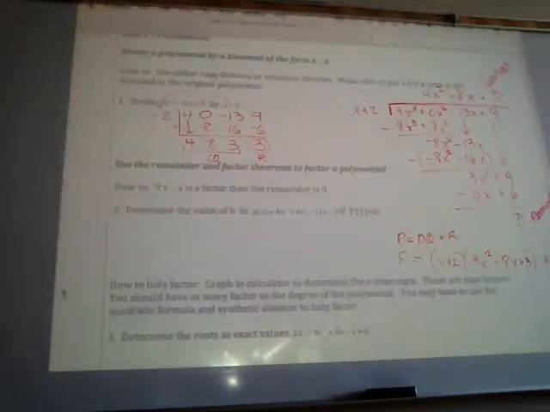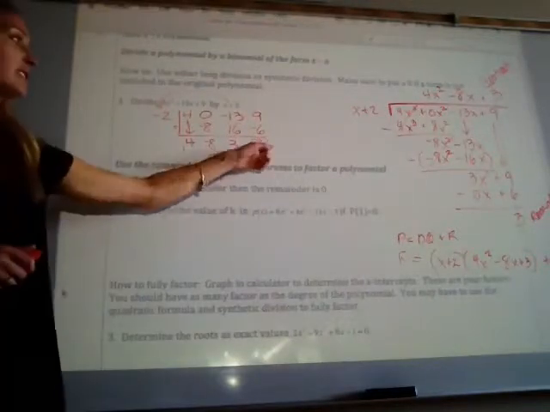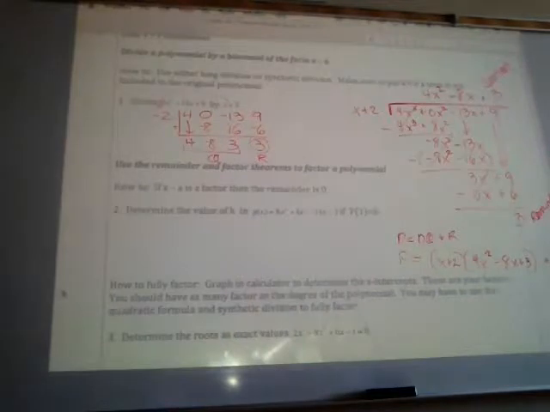Okay. Next up is the remainder and factor theorem. We kind of alluded to it already. If the remainder is 0, then the divisor was a factor. There's a quicker way to solve for that though.